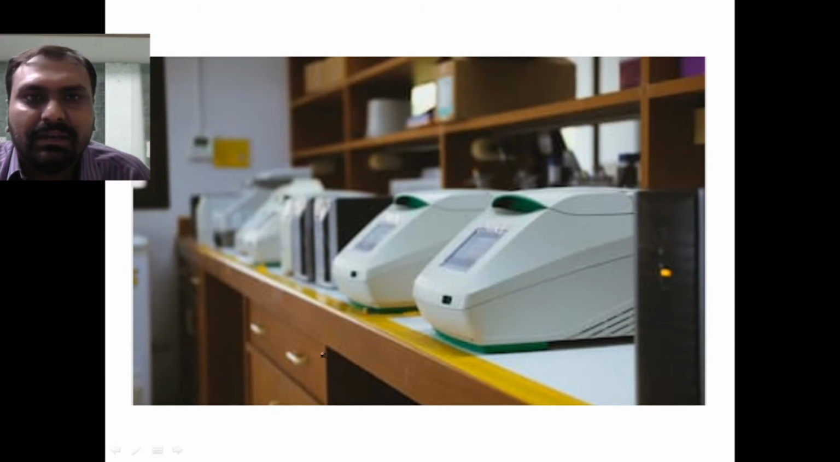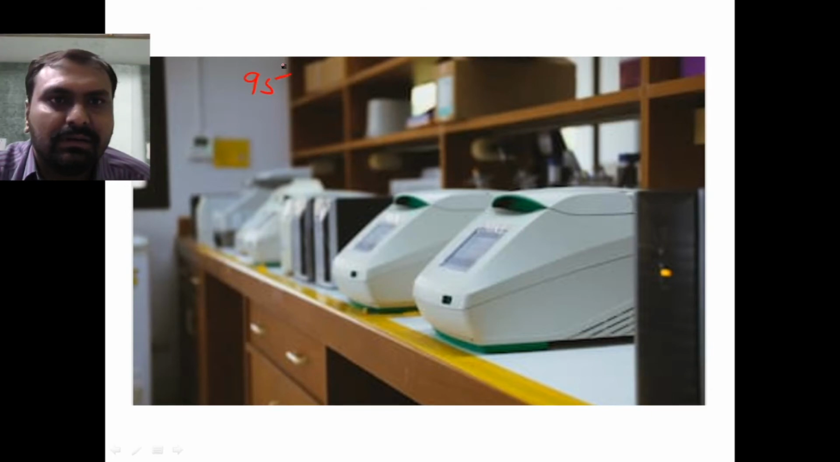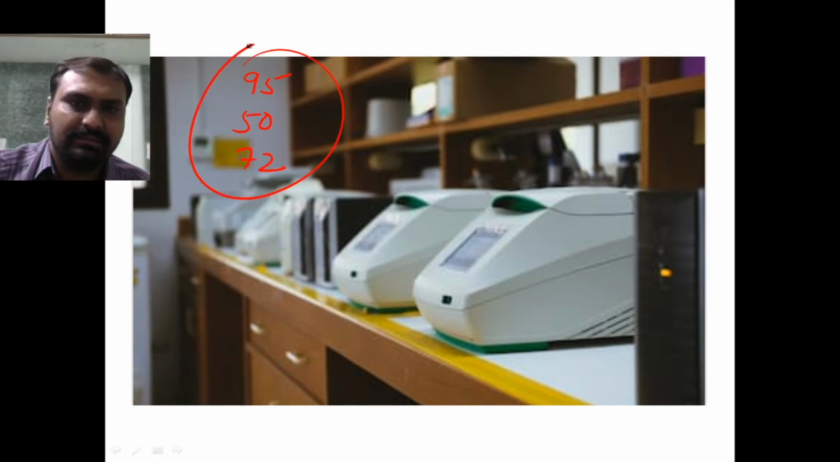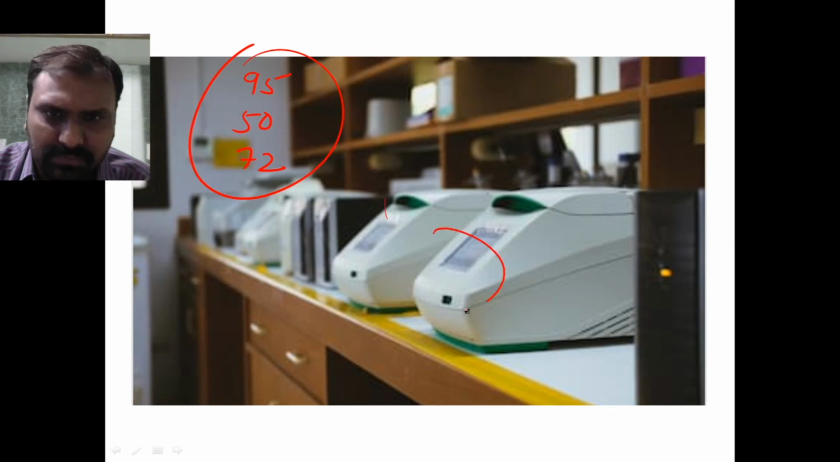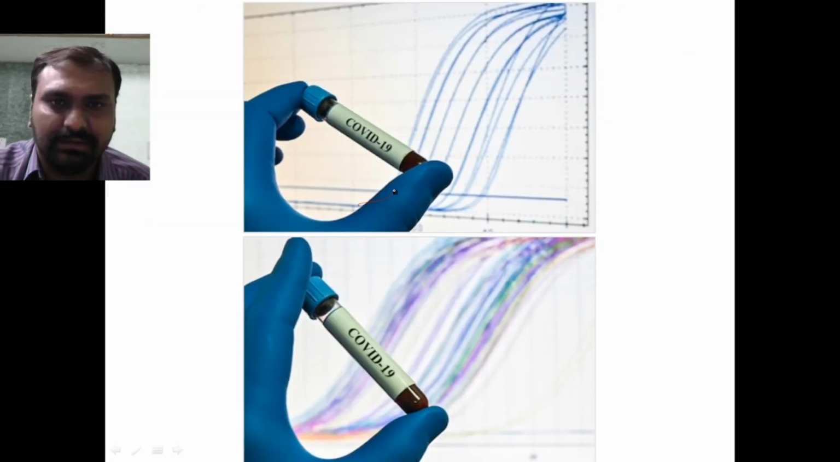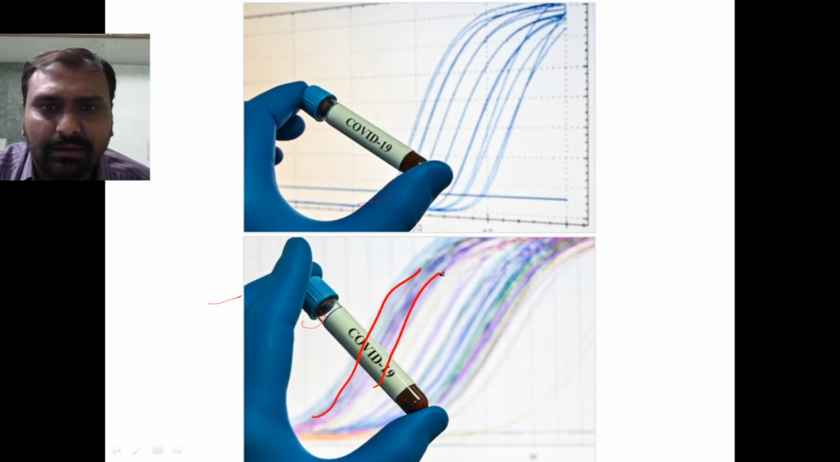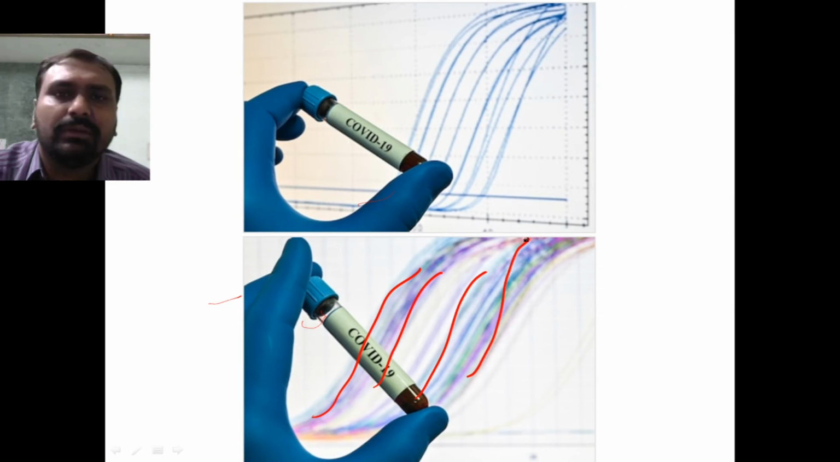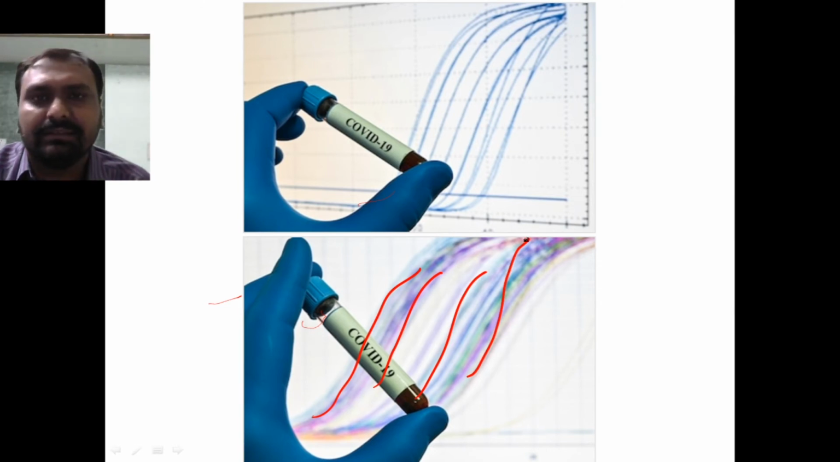This is our PCR machine. We can set denaturation at 95 degrees, annealing at 50 degrees, and extension at 72 degrees. So we can set the cycle in the machine. Here this is a display we can set. So suppose there is a coronavirus sample. If there is a rise in the signal, that is suggestive of positive coronavirus.